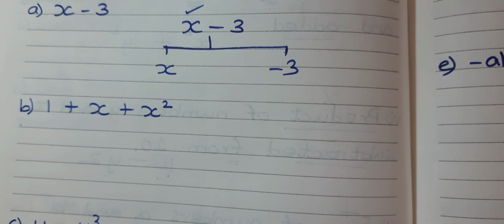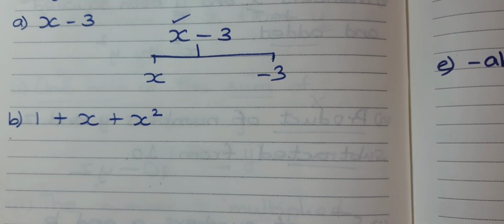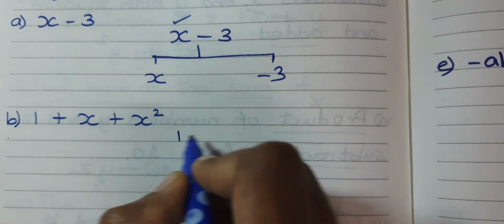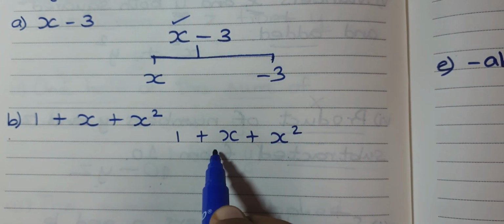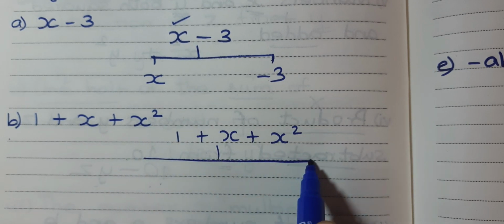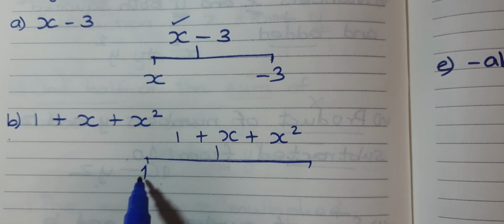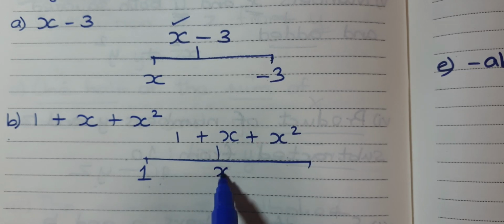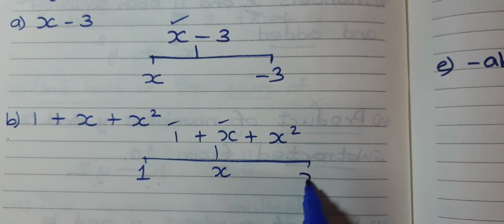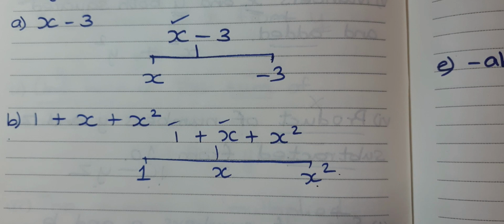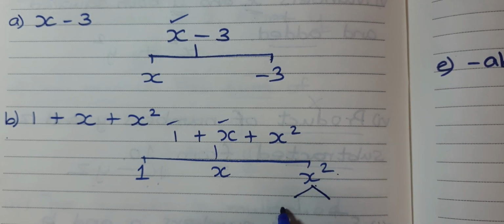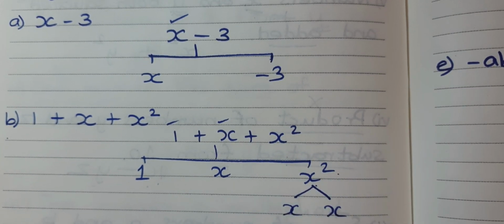Next, 1 plus x plus x square. First write the expression as it is, 1 plus x plus x square. Next, split it: 1, the next term is x, and the next term is x square. These are the terms. From this I am going to split the factors. x square I can split into x into x. x into x is x square. So these are the factors.